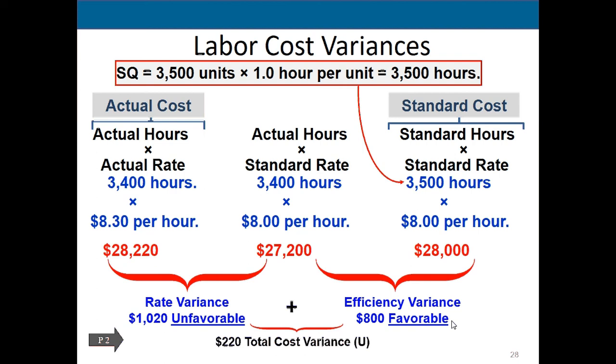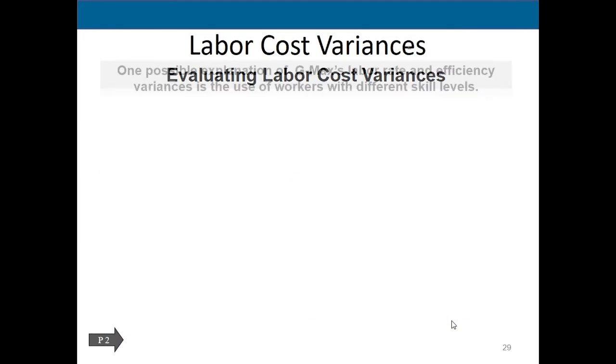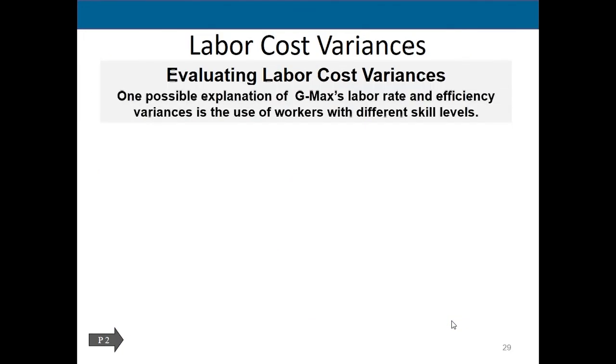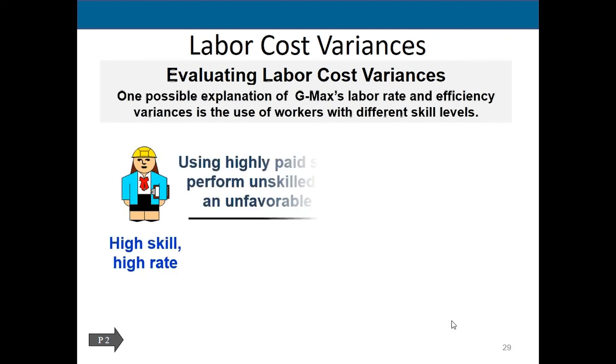But now we know where the problems lie. You spent 30 cents too much per hour. Why? You saved 100 hours. How did you do that? And can we replicate that? Can we bring the price back down to 8 and still save 100 hours in there? So here's one possible explanation of the variance: the use of workers with different skill levels.